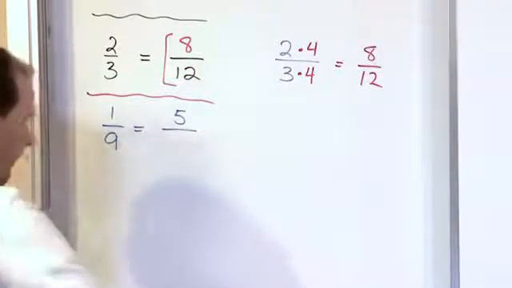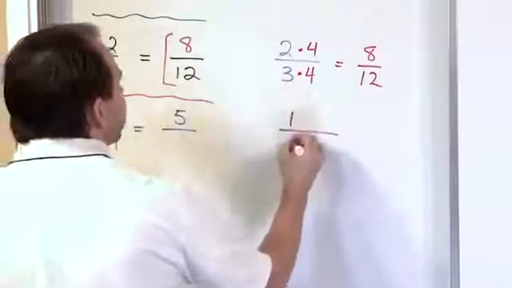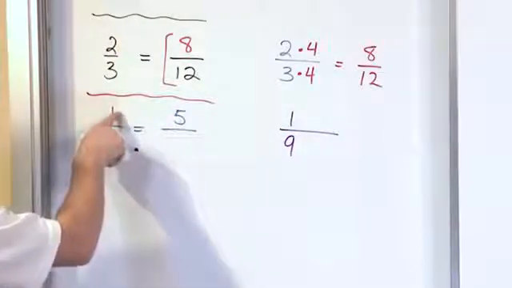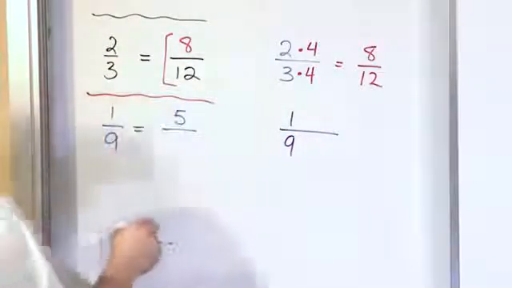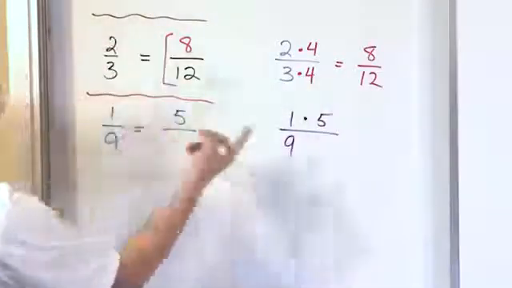So the best way to proceed is you start with your 1/9, and you look at it and you say, all right, I'm trying to get to 5 on the top. What do I have to multiply here to give me a 5? Well, I'll need to multiply by 5 because 1 times 5 gives me 5.